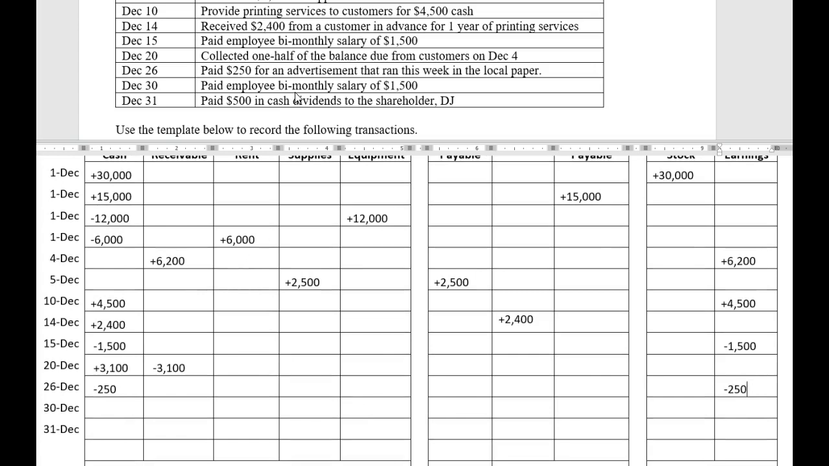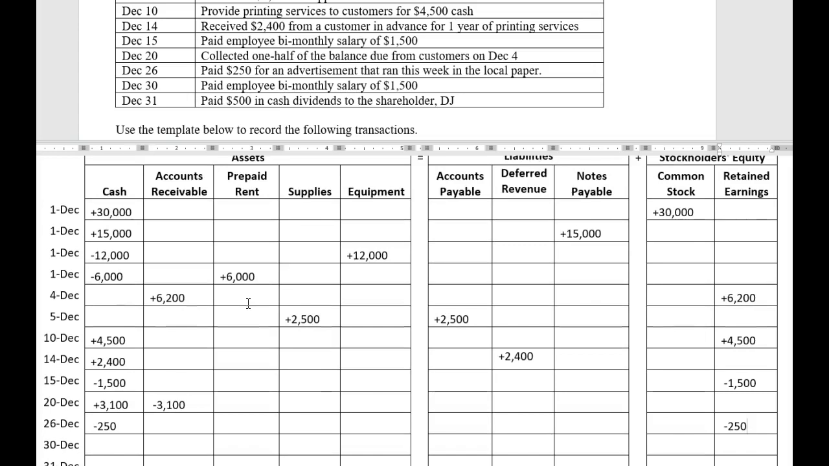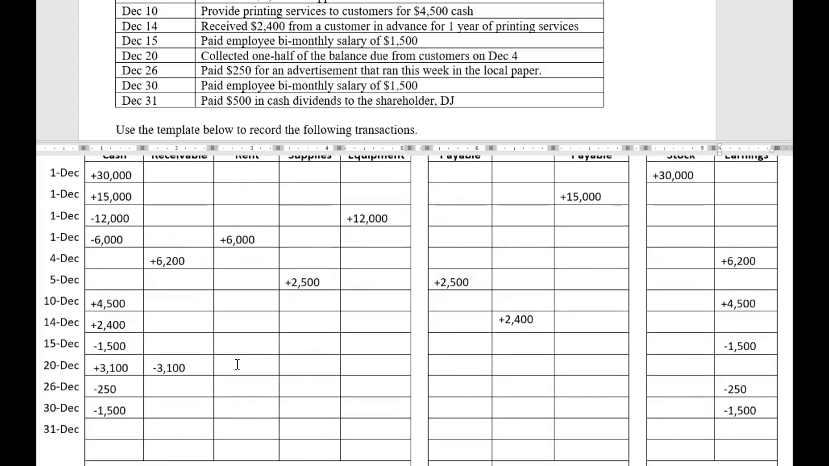Okay. All right, December 30th. We paid employee salaries. Here's that salary again. And we paid, so we know our cash is going to go down by $1,500. And then the offset to that, again, that's part of generating revenues. We have to pay our employees to perform the work, so equity is going to go down by $1,500. And last but not least, we paid $500 in cash dividends to the shareholder, DJ. Again, keywords paid $500. That means our cash is going to go down by $500.